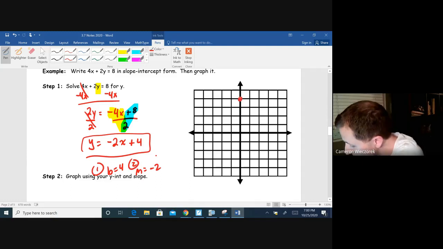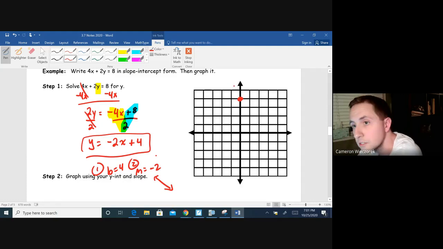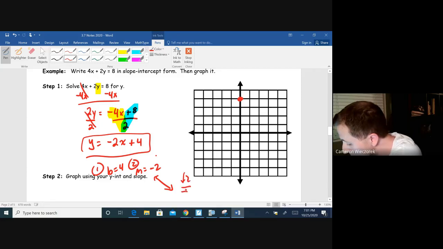So go up to 4. Since it's a negative slope, it needs to fall to the right. So you could either go up 2 and left 1, even though you don't really have space on this graph. So I'm not going to do that for this one. I'm going to go down 2, and I'm going to go right 1. And then I'm going to do it again, just to get 3 points. Connect the dots. Draw your arrows. And that's it. Okay.